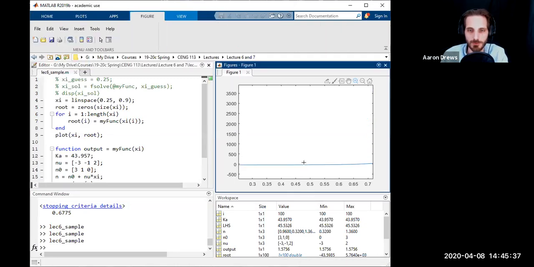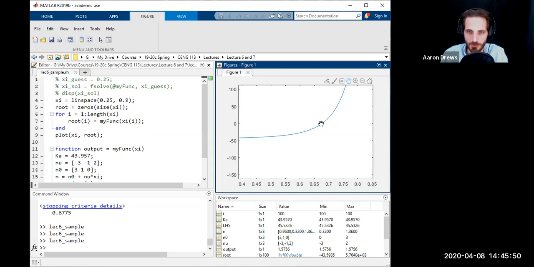If we replot that and zoom in on my root here, we can see that it crosses somewhere around here. Right, so if I draw a horizontal line over from 0, right about here is where it crosses through 0, and that's right around where I expected it, about 0.667. So if I needed to plot it, that's how I would go about plotting it.